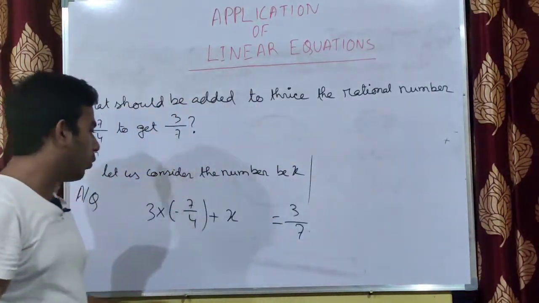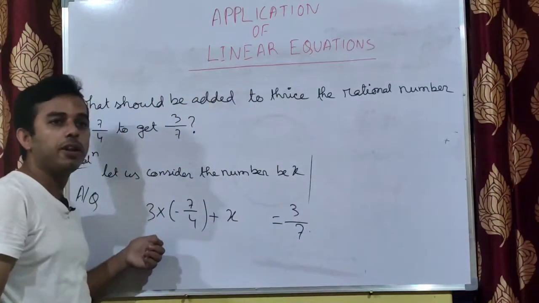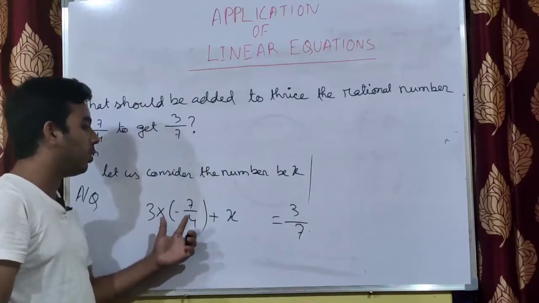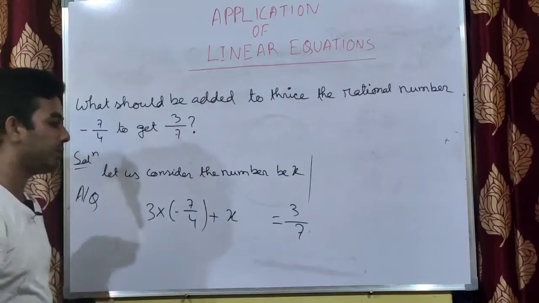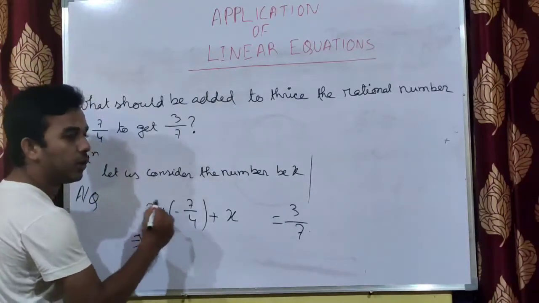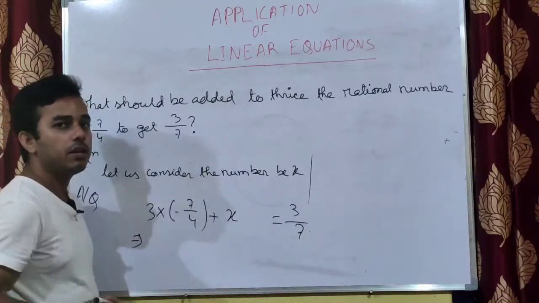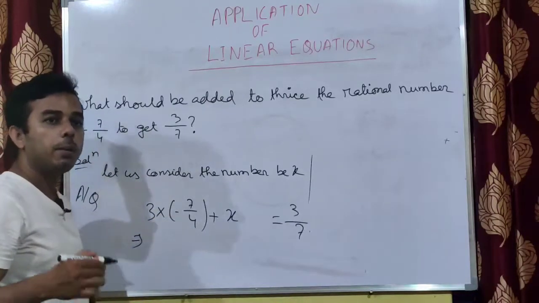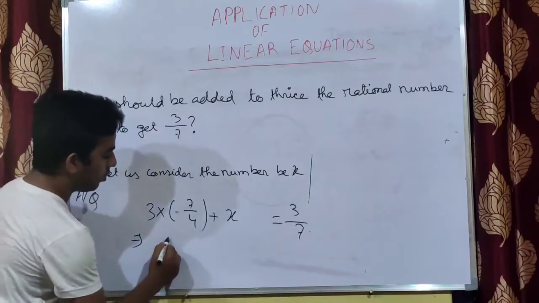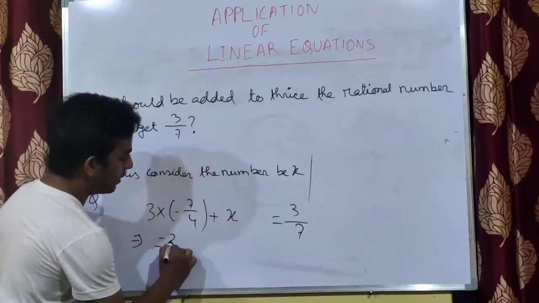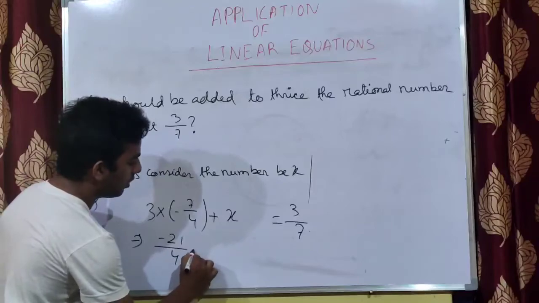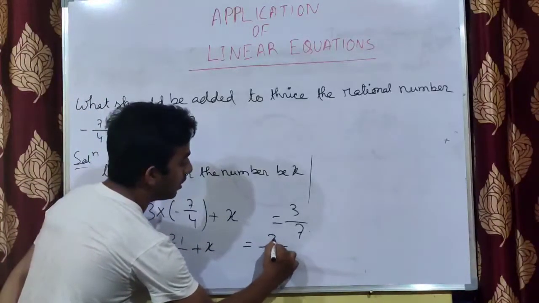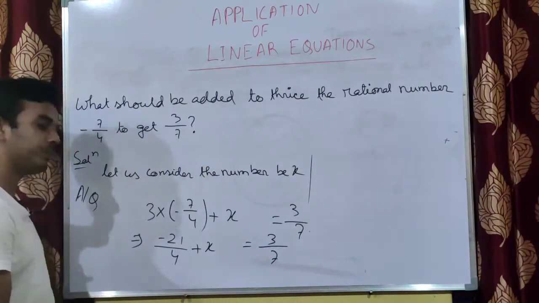Now what we'll do, we will multiply this. This is the numerator, right? Numerator into numerator we will multiply. Then we will change the side by the transposing method. So here 3 into 7 is how much? 3 into 7, we know it is 21. And as there is a minus sign, it will be minus 21. So can we write minus 21 by 4 plus x equals 3 by 7.